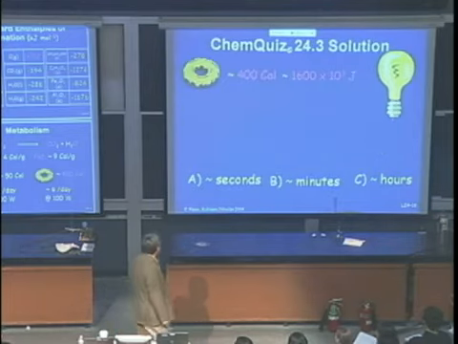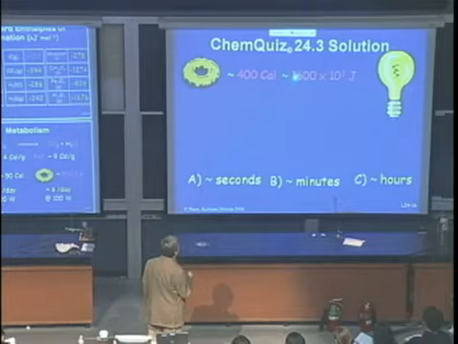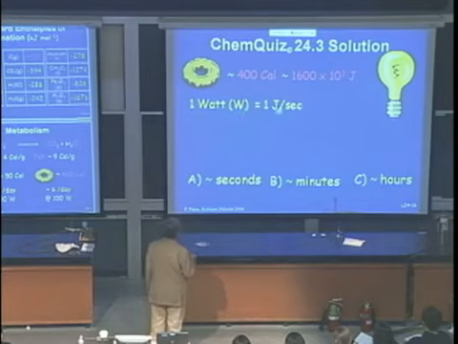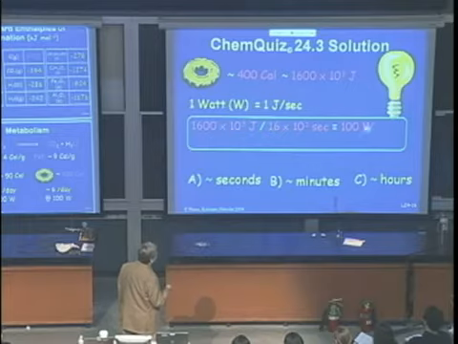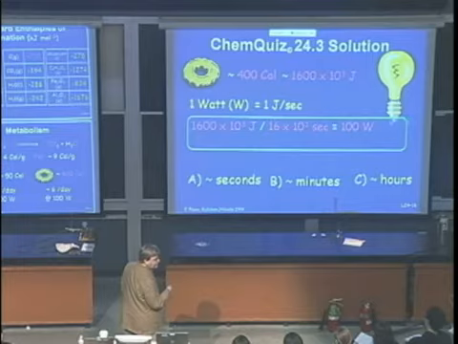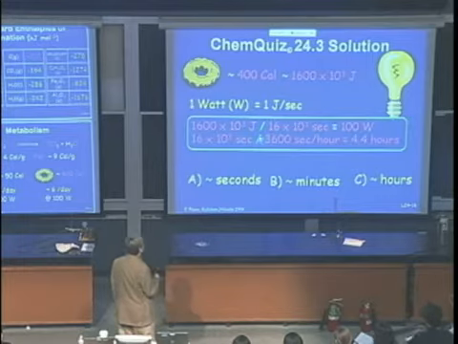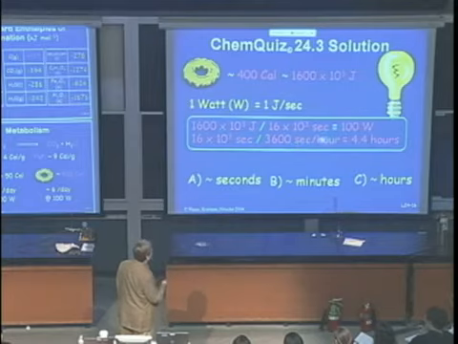That's the question, okay? So he has 400 calories, which is 1,600 times 10 to the 3 joule. We established that already. 1 watt is 1 joule per second. 1,600 times 10 to the 3 joule, in order to get 100 watts, we have to divide it by 100, which gives 16 times 10 to the 3 seconds, okay? And 16 times 10 to the 3 seconds divided by 3,600 seconds per hour is 4.4 hours, okay?